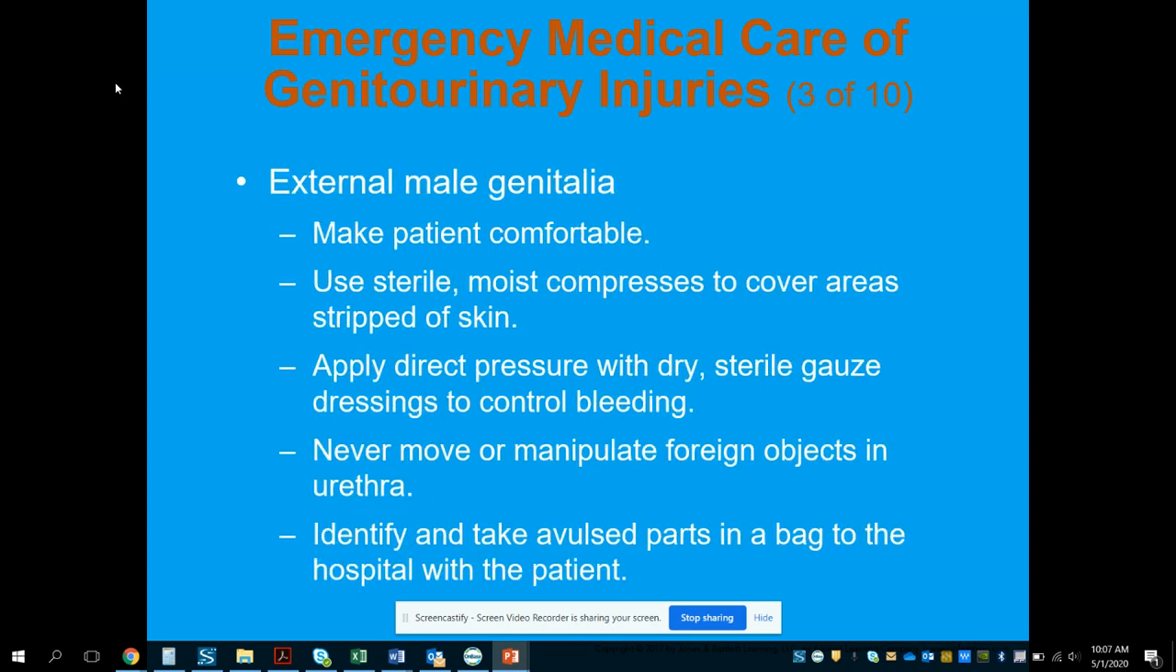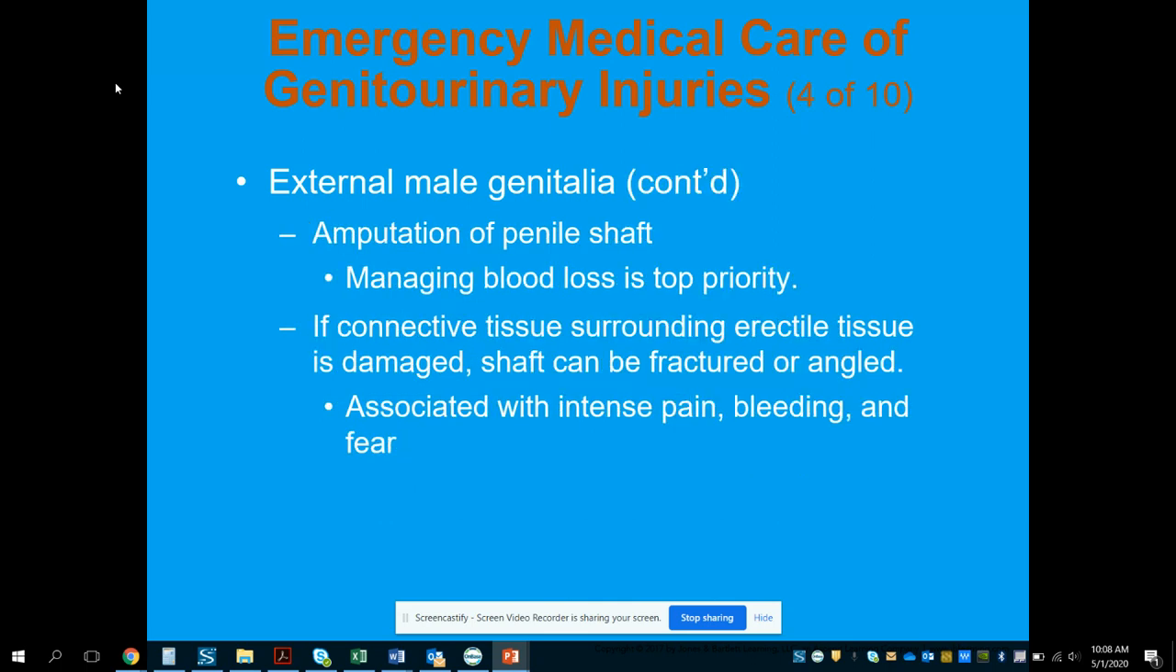If it is the external male genitalia, calming the patient down is going to be of the highest priority. Use sterile, moist compresses to cover the areas of stripped skin. Never move or manipulate foreign objects that may be in the urethra. So you don't really need to stabilize that if they are stabilized on their own, but you don't want to pull it out or try to manipulate it at all. If there's any avulsion to the area, you do want to put it in a bag, put it on an ice pack or cool pack, and take it to the hospital with you for potential reattachment.